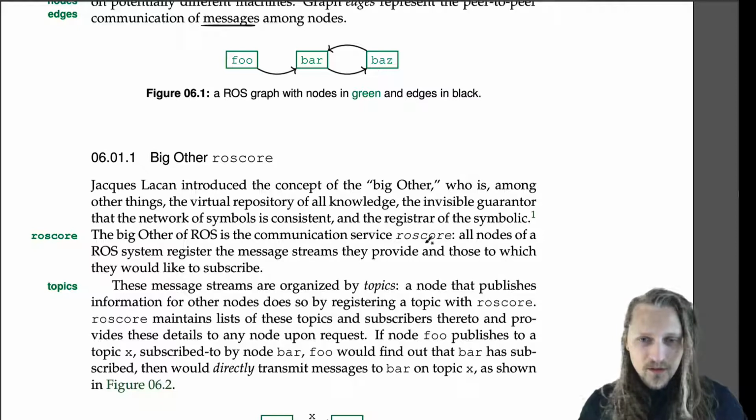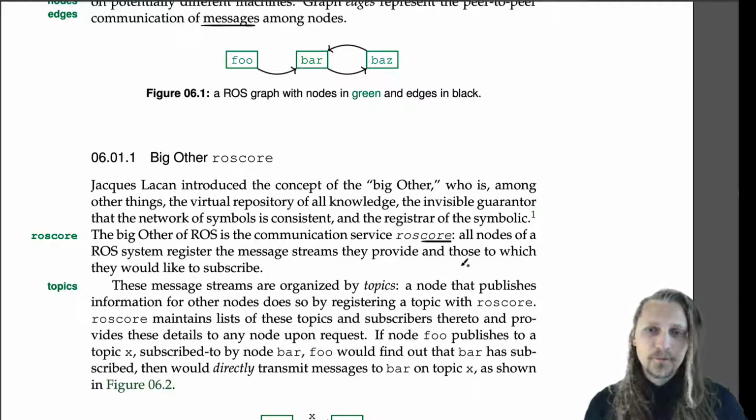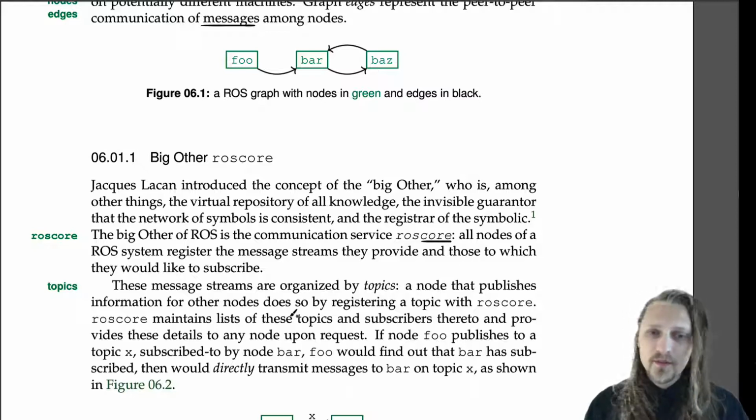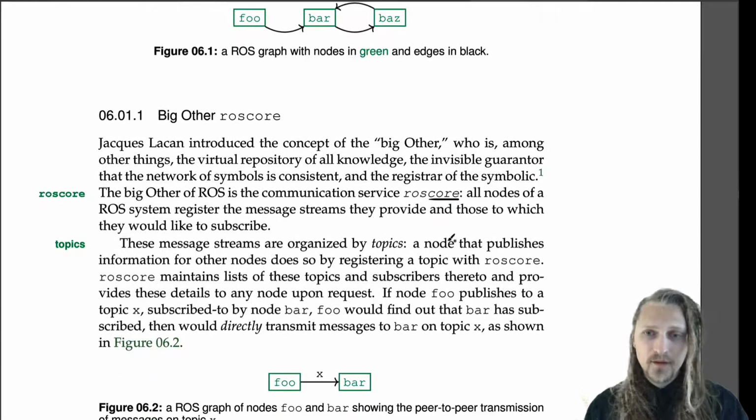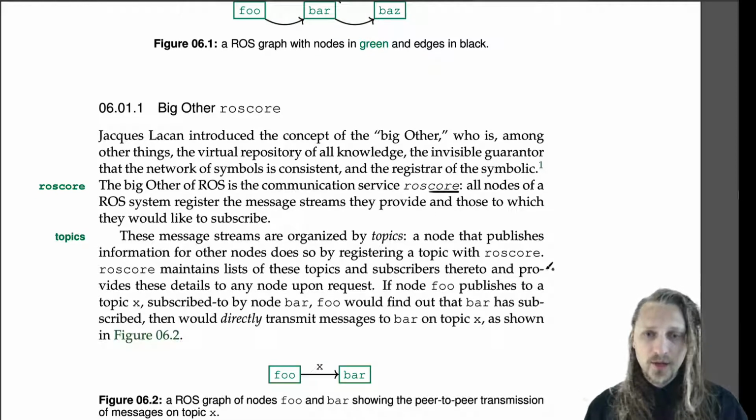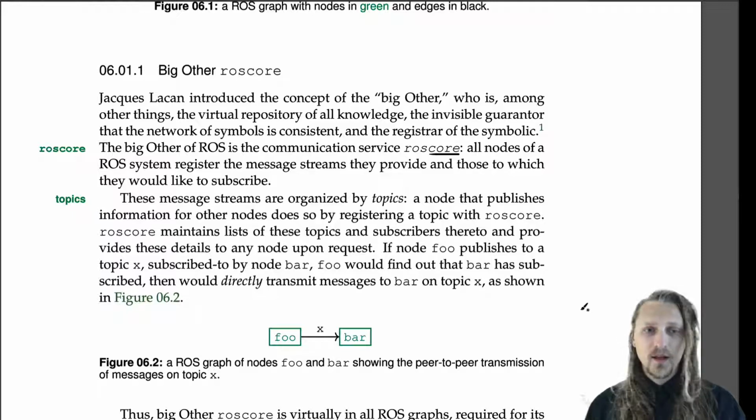Okay, so core here is the operative word, core. All nodes of a ROS system register the message streams they provide and those to which they would like to subscribe. Everything registers this with ROS core. These message streams are organized by topics. A node that publishes information for other nodes does so by registering a topic with ROS core. ROS core maintains lists of these topics and subscribers thereto, and provides these details to any node upon request.